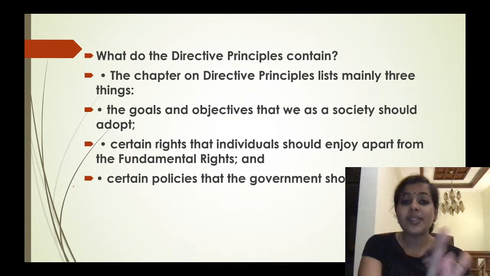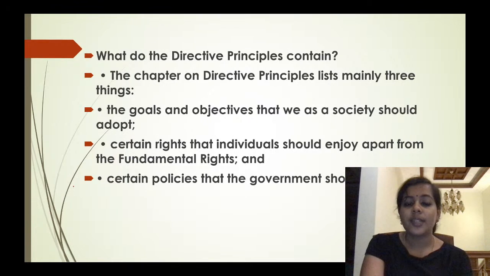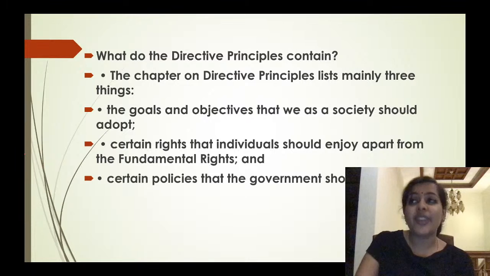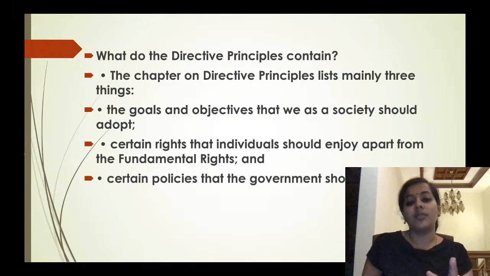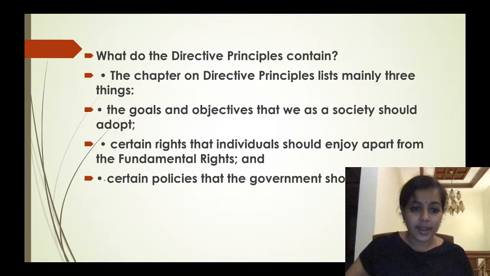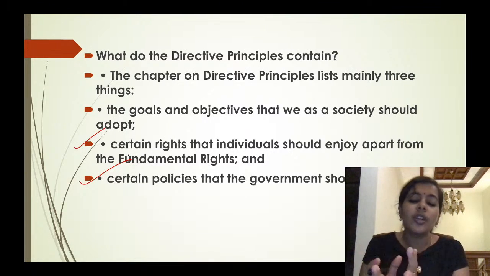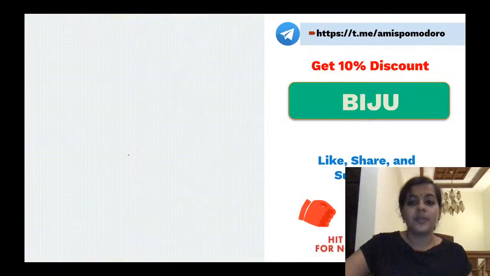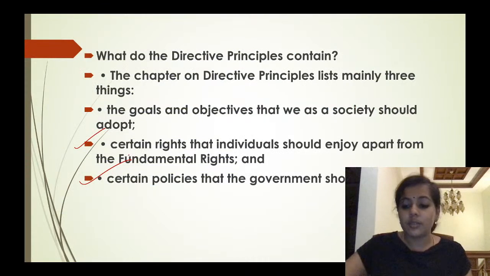What do the directive principles contain? The principles contain mainly three things. The goals and objects which can be adopted for the welfare of the people. If you are adopting them, this is good. And certain rights of the individuals also to be given, like fundamental rights. And certain policies that government should adopt. So we are winding up today's session. Hope you have got it clear.